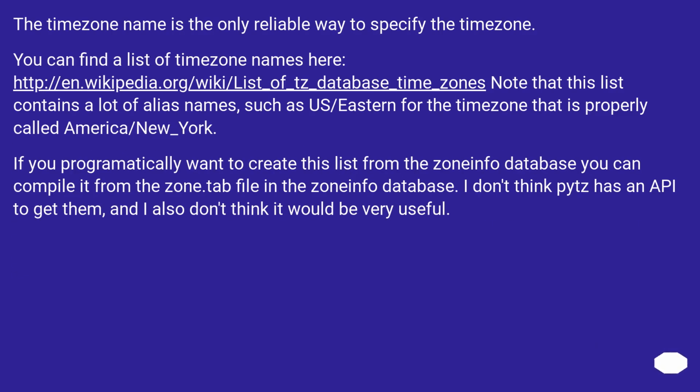The timezone name is the only reliable way to specify the timezone. You can find a list of timezone names here, this URL. Note that this list contains a lot of alias names, such as US/Eastern for the timezone that is properly called America/New_York. If you programmatically want to create this list from the zoneinfo database, you can compile it from the zone.tab file in the zoneinfo database. I don't think Pytz has an API to get them, and I also don't think it would be very useful.